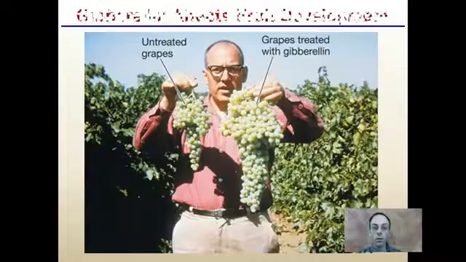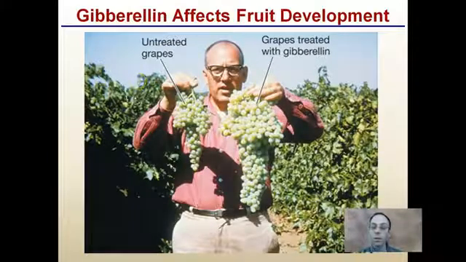Another thing GAs are used for is the effect on grapes, for example. It can be fruit development. See, the grapes that are treated with GAs, another very classic picture, are much larger and look swelled up compared to grapes that were untreated. So if you ever see those large, plump, giant grapes, it could be a result of the plant hormone gibberellin.